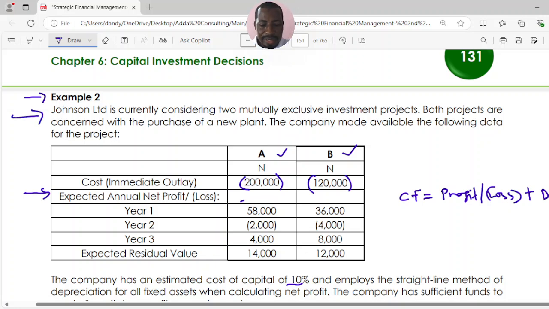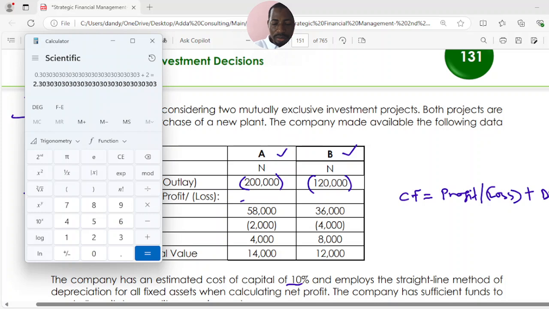So in this question, examiner has already given to us accounting profit or loss. So I don't need to waste time. Since I've been given accounting profit or loss, all I need to do is to sum up. I will just say year 1, 58,000 for project A. Sorry, 58,000 profit plus minus 2,000 loss plus 4,000 profit. That's 60,000. The useful life of the project is 3 years. Therefore, average profit for project A is 20,000. I will then calculate average investment. Once I get average investment, then of course I will calculate my ARR.